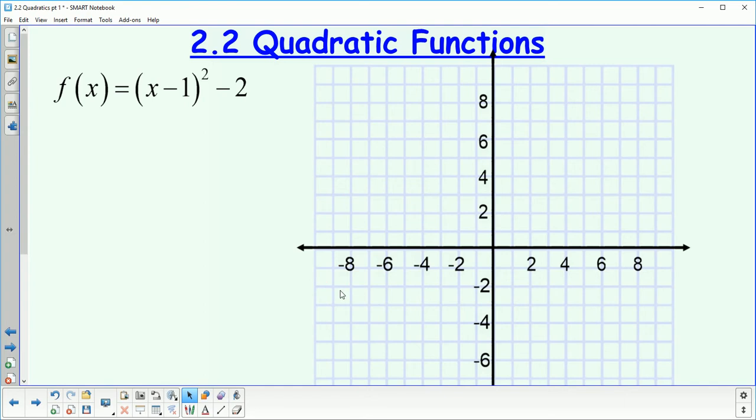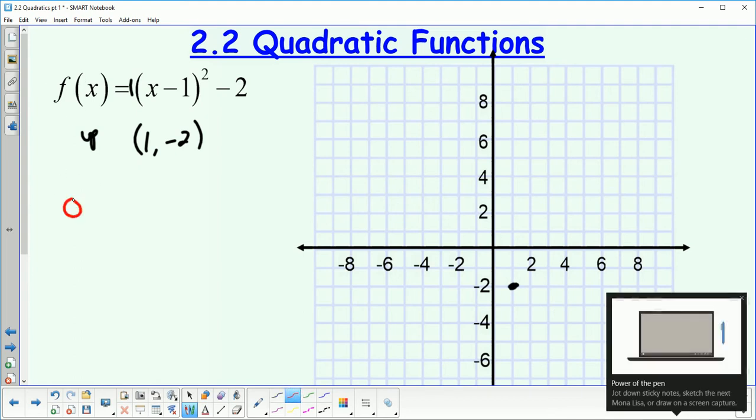And so an example of what that would look like, I'm going to start. Since there's no value in front here, this is 1, so I know this one is going to open up, which means my vertex is my lowest point. My vertex is going to be 1, negative 2. So I'm going to plot that point, 1, negative 2. There's my vertex. And then I'm going to say f of x equals 0.